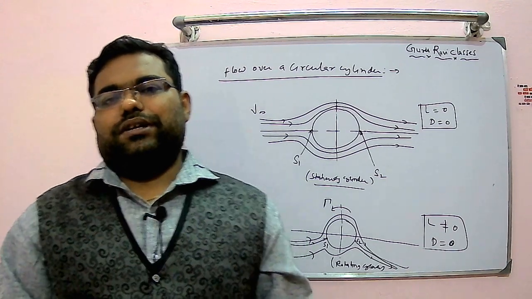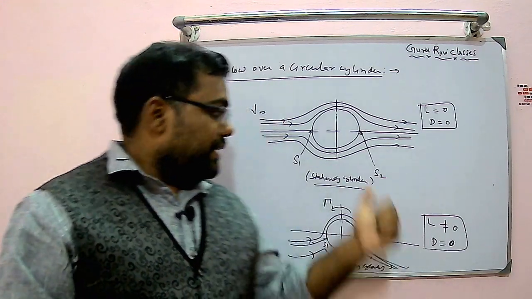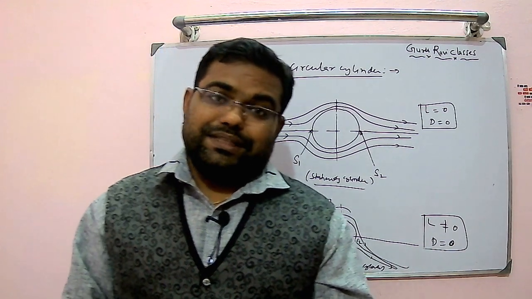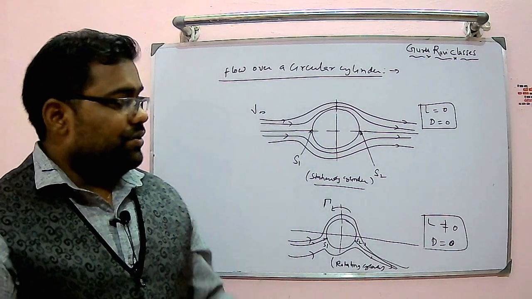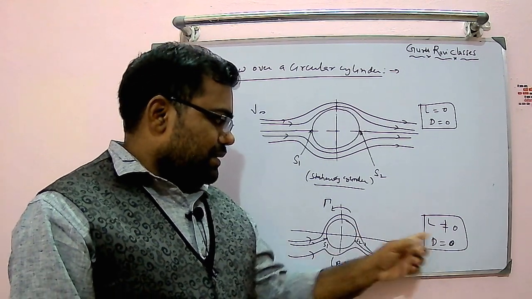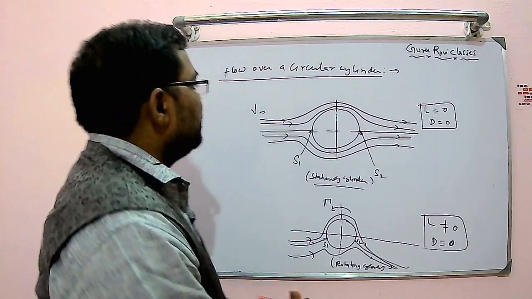The moment you introduce circulation in the system, there will be generation of lift. Here also some pressure difference was there. Because of the pressure difference, pressure distribution was taking place, but that was not sufficient to give you the net lift. That's the one thing. This is clear, right? Now we'll go to the airfoil. This is the one thing for the circular cylinder.